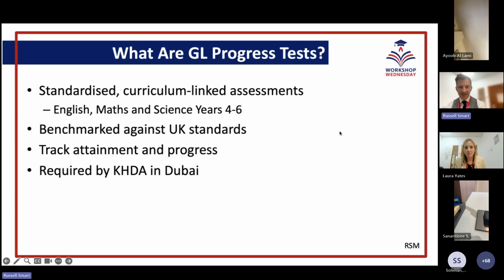We use it to track attainment and progress. We also have to report it to KHDA, and that's how they form a judgment of our school as well. So we are currently rated outstanding as a school, and part of that outstanding judgment was because we got outstanding results in our GL progress tests in previous academic years. And as I mentioned already, it is a requirement for KHDA.